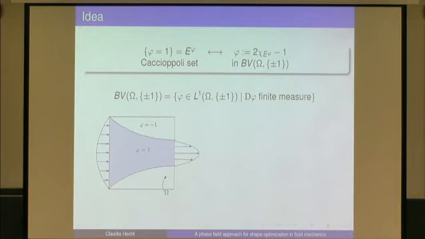And the design space we use is BV of omega, so this means that our design variable phi is in L1, and the distributional derivative is a finite Radon measure. So then we have this correspondence of phi in BV, and the fluid set is then a Caccioppoli set. So that's the setting we're working with.